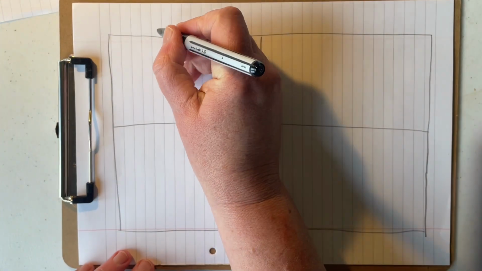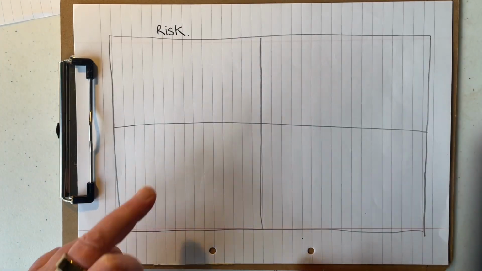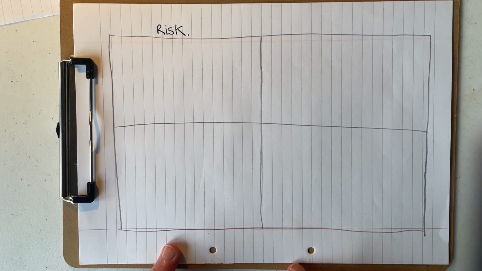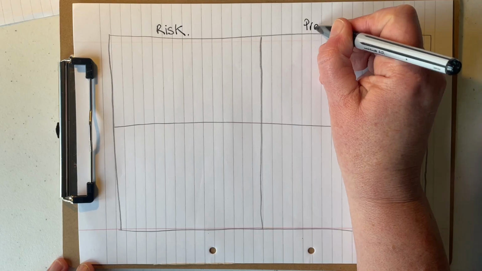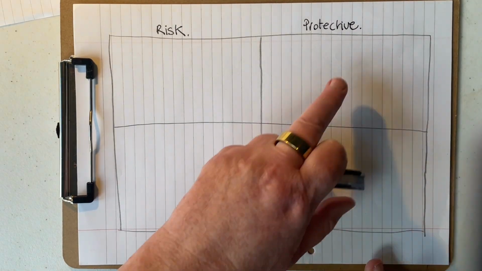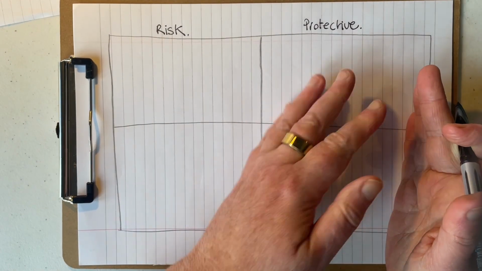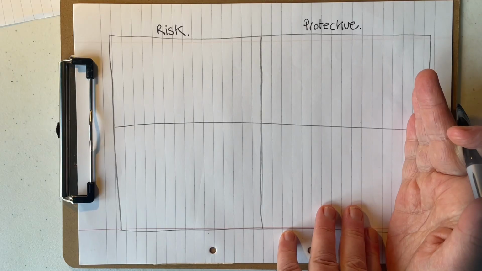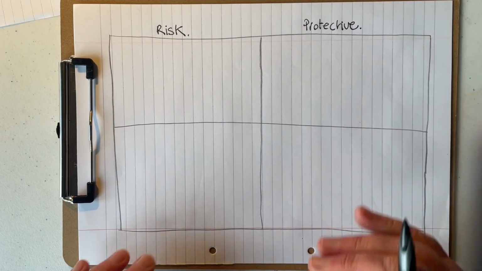And at the top here, we've got the word risk, because this column is going to be about your risk factors. And then we've got the word protective, because this column is going to be about protective factors against Alzheimer's. So this is things that are protective against Alzheimer's, and this is things that make the risk more likely.